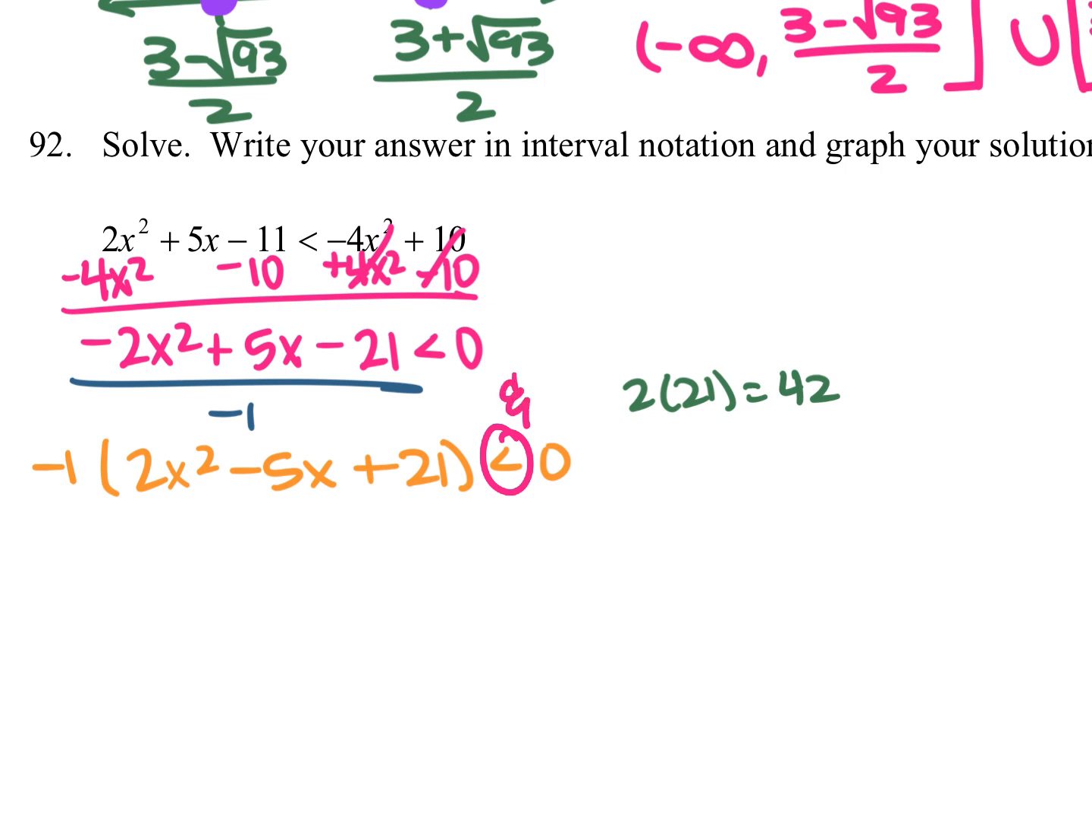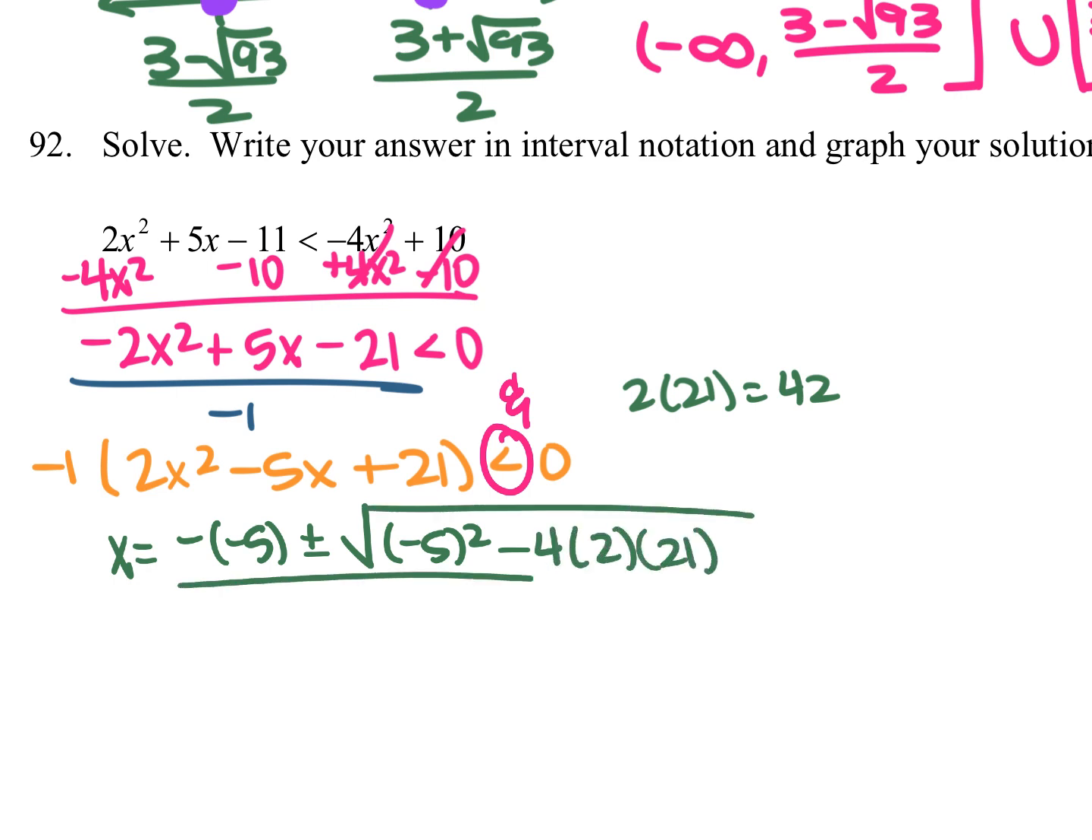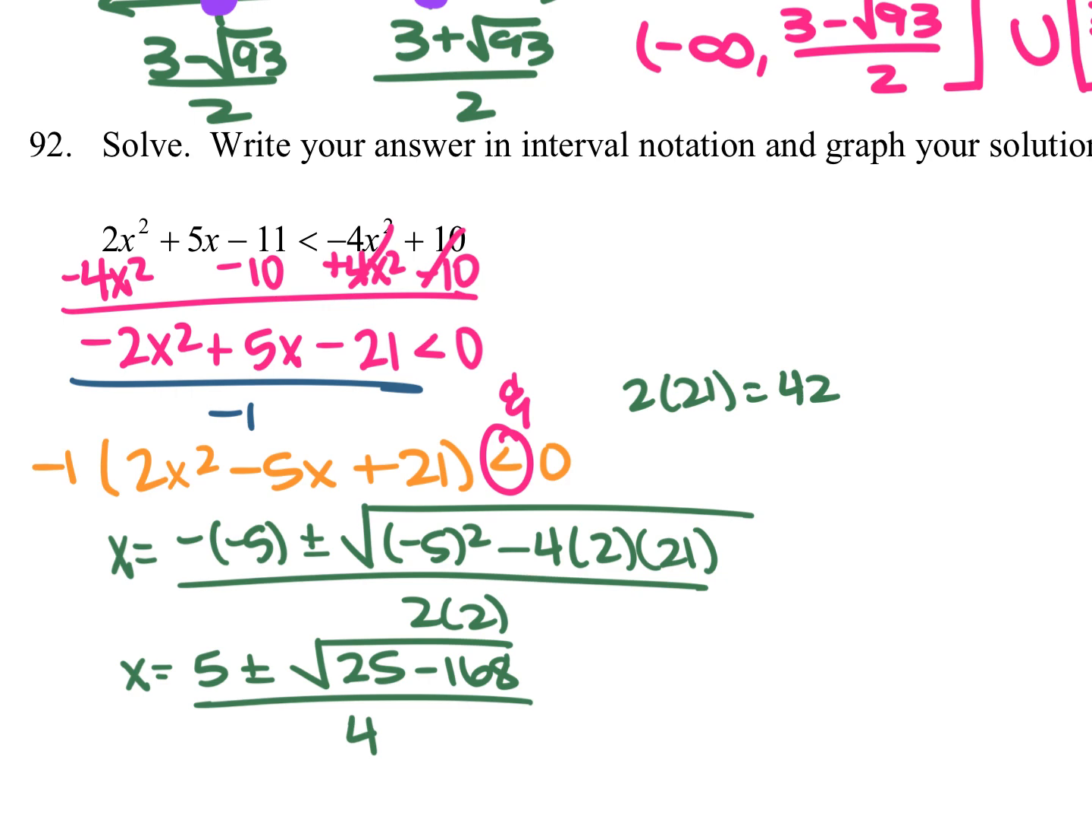So your quadratic formula, you're going to have x is equal to the opposite of -5 plus or minus the square root of -5 squared minus 4 times 2 times 21 all over 2 times 2. So that opposite of -5 is +5 plus or minus the square root of -5 squared is 25. The -4 times 2 is 8 times 21, which is positive. So that's all negative 168. And this is all over 4.